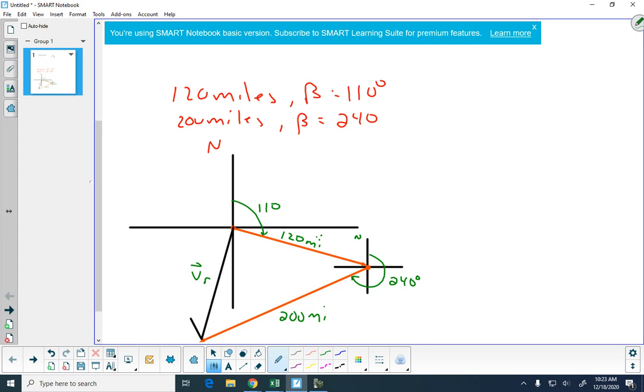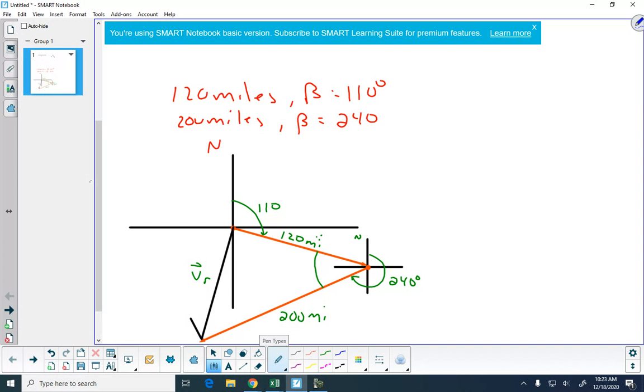So we know 2 sides of a triangle. We want to find the third side. Well, to find the third side, we need to know the included angle between those 2 sides. So we need to calculate this included angle right here between the 2 sides that we know, so we can find VR. Well, that included angle we have to do in little pieces, parts.